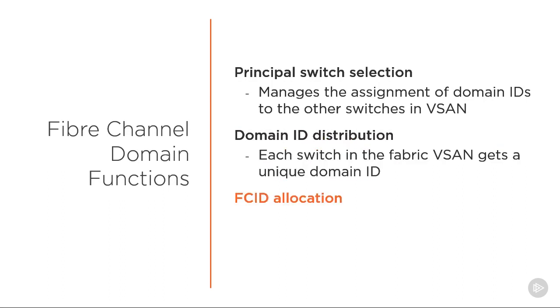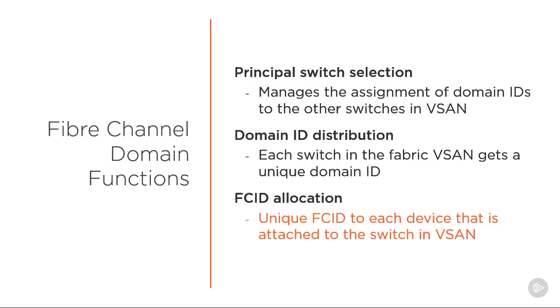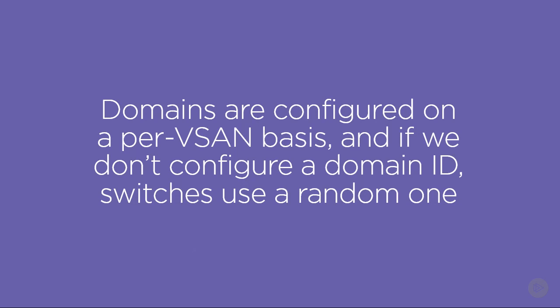This domain ID is used with the Fibre Channel ID that is assigned to each device that logs into the switch. When you connect to a Fibre Channel switch, that switch is going to give you a Fibre Channel ID, and part of that ID is comprised of the domain ID, which is unique to that switch within the VSAN fabric. Fibre Channel domains are configured on a per VSAN basis, and if we don't manually configure a domain ID on a switch, then switches are going to use a random one.